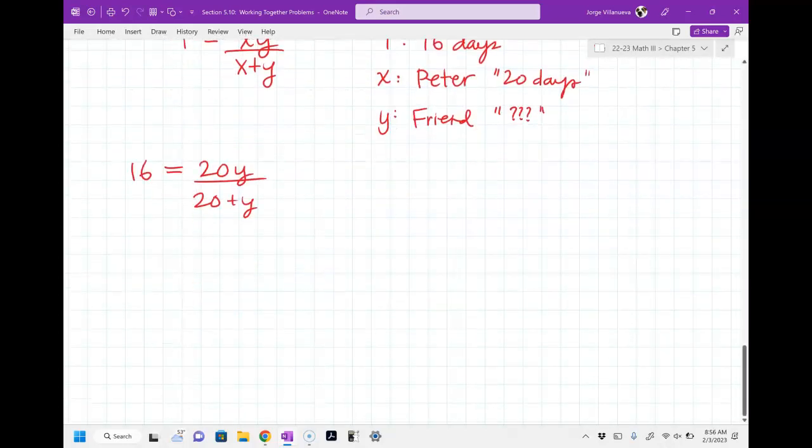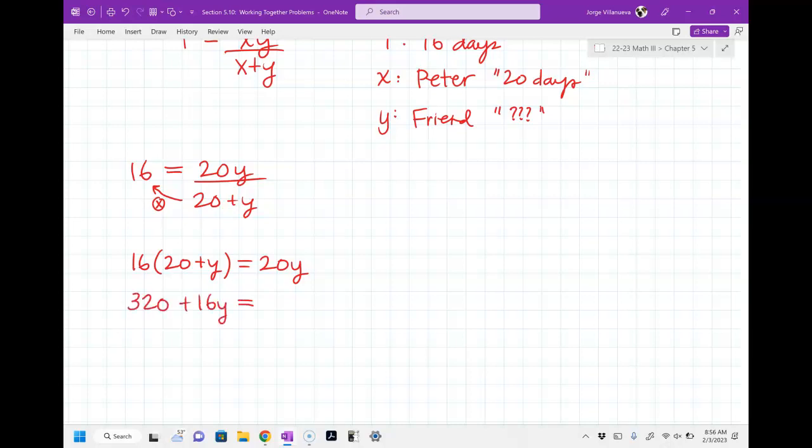All right, now we're going to multiply, right? Get this denominator over to the other side by multiplying it out. So it's going to look like this. 16 times (20 plus y) is equal to 20y. All right, now let's distribute. So 16 times 20, that's 320, plus 16y is equal to 20y.